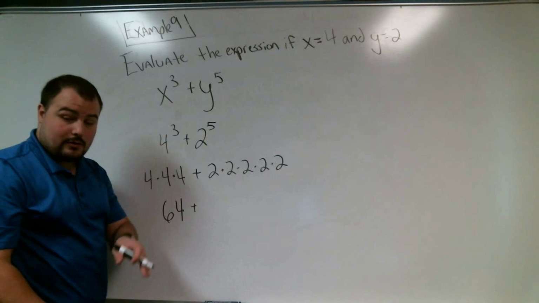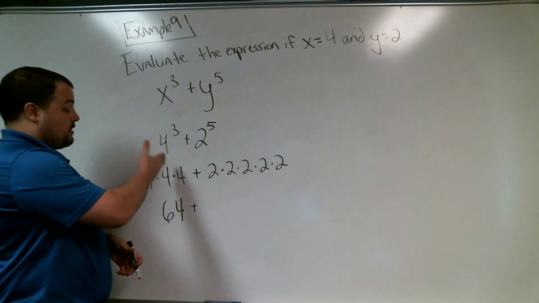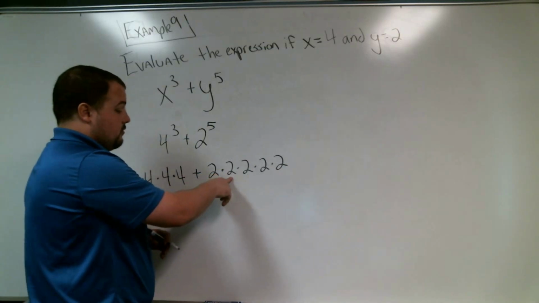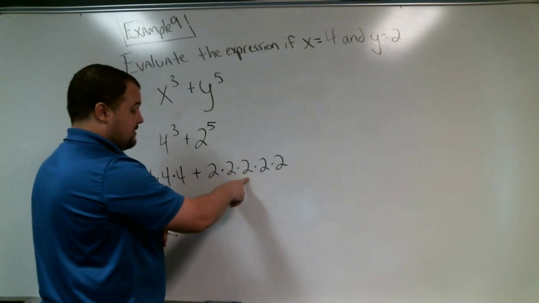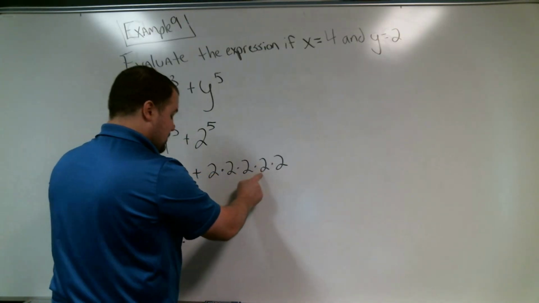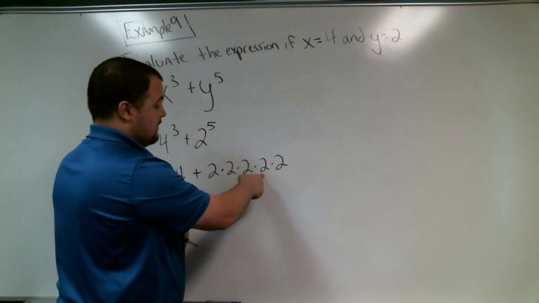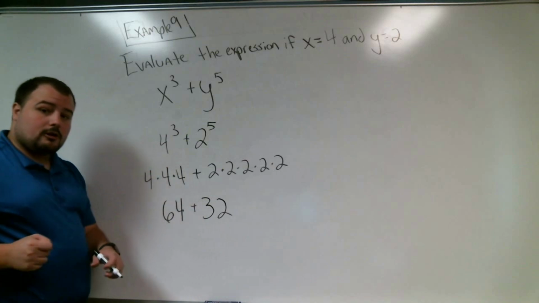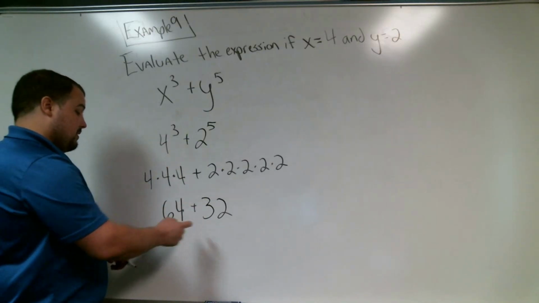If you didn't know that calculators can be used, 4 times 4 times 4, just type that in, press equals. 2 times 2, that's 4. 4 times 2, that's 8. 8 times 2, that's 16. And 16 times 2, that's 32. So the problem we're looking at right now is really 64 plus 32.